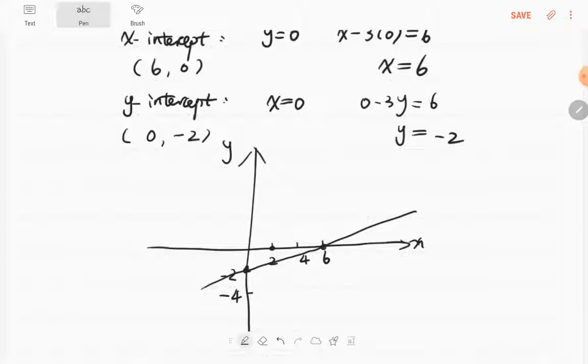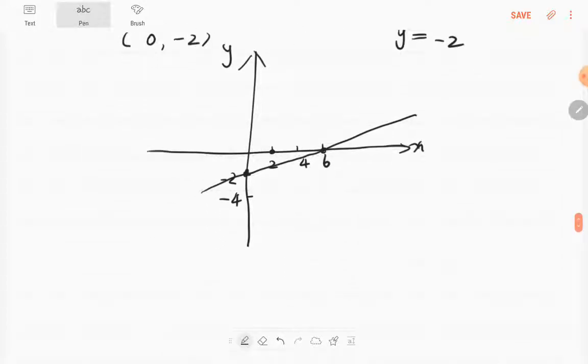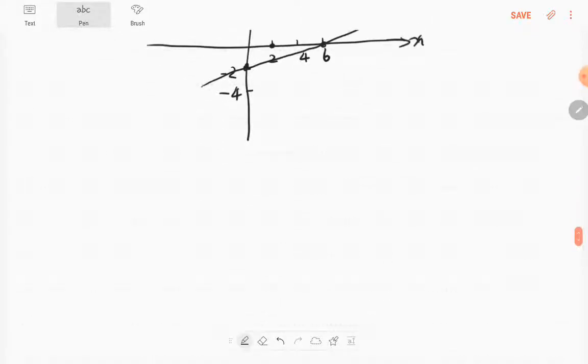Of course, we can set a third point. You can pick a value for x and then use that value to replace x, then solve for y to find the ordered pair, and then use that point as the third point to test if the line is correct or not. But if you want, you can just use these 2 intercepts to help you draw the line.